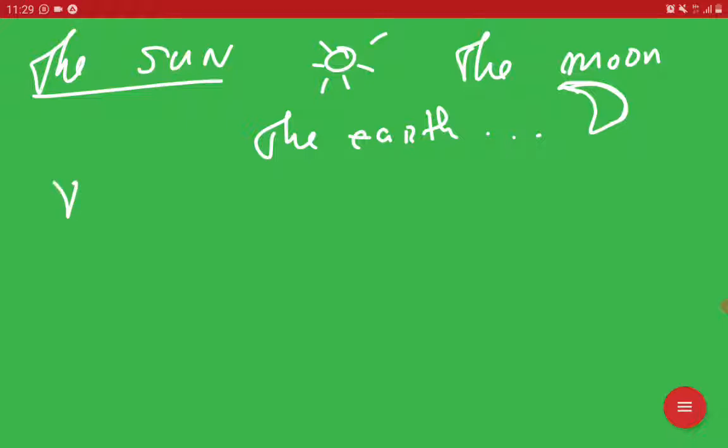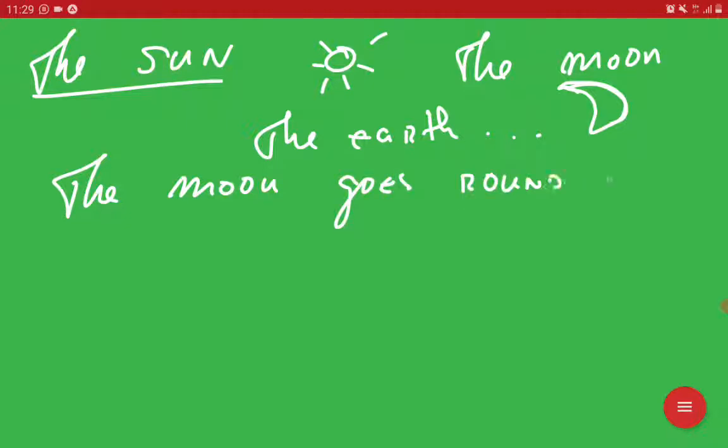Using these words, I can say the moon goes round the Earth. You see, the moon goes round the Earth. I'm using the because these two things here are unique in the world, right? This is the third usage.